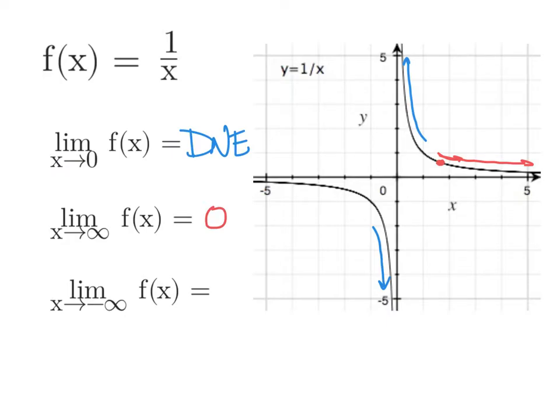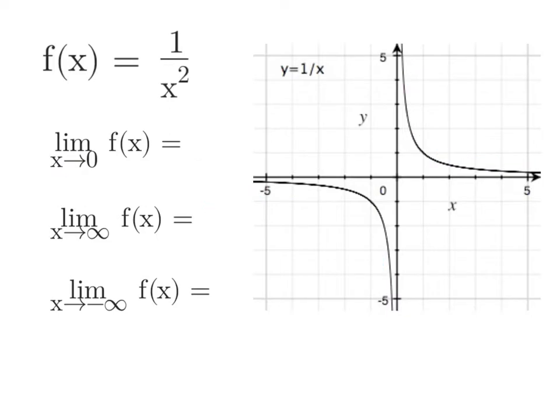Similarly, if x is going to approach negative infinity, it's going to go out towards the left. And this curve also, now it's going to go up. Its absolute value is going to get smaller and smaller and smaller. But again, it'll approach that x-axis and not ever get there. So that limit is also 0.